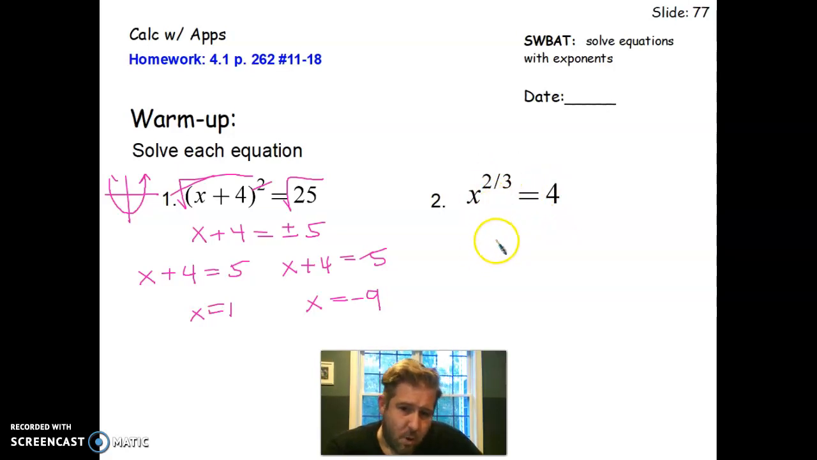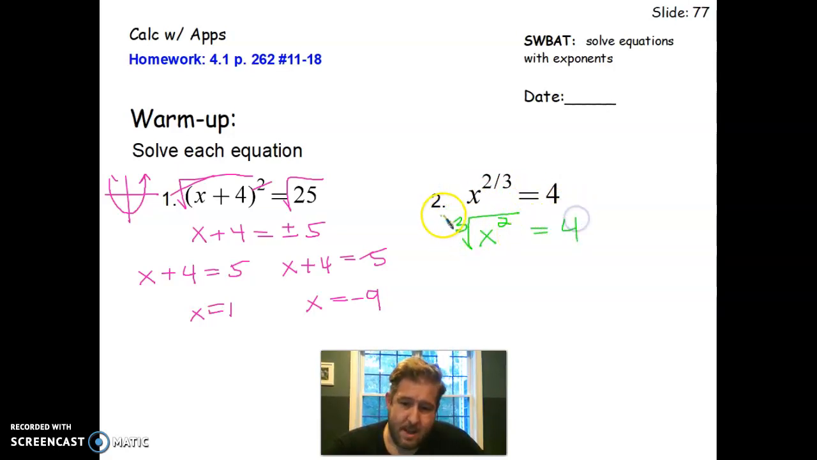Over here, one way of doing this question would be to change this to a radical format. So that would be x to the 2/3. Now keep in mind that whenever you have a fraction as your exponent, the numerator becomes the power of that base, and the denominator is the index of its radical. So that's the third root.